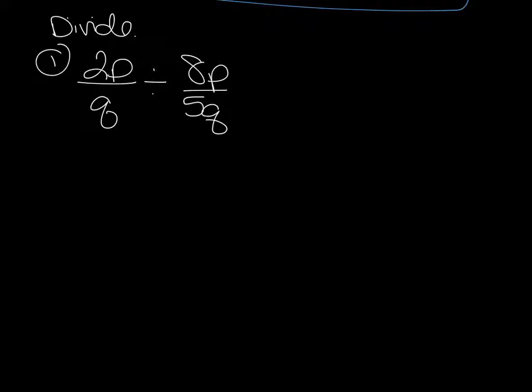Okay, if you are ever given fractions and you're supposed to divide them, we need to change it to a multiplication problem first. So that first fraction stays the exact same. That 2p over q does not change. That division sign we can change to a multiplication sign only if we flip that second fraction, so 5q over 8p. You're always going to flip the fraction that comes right after the division symbol.